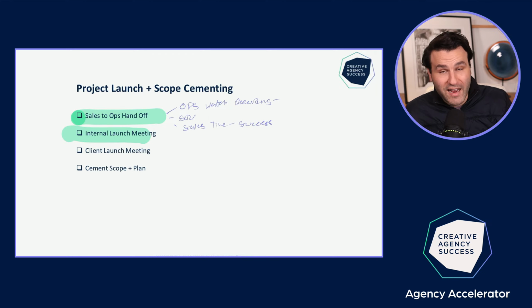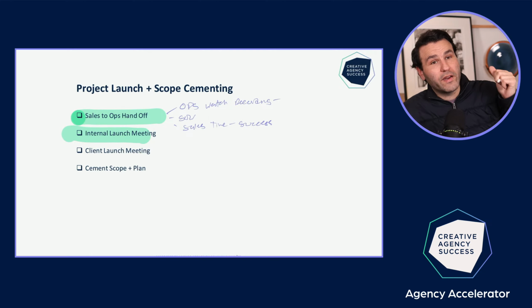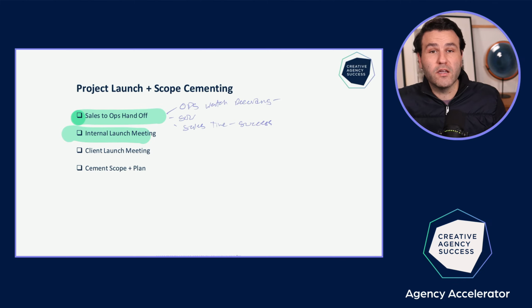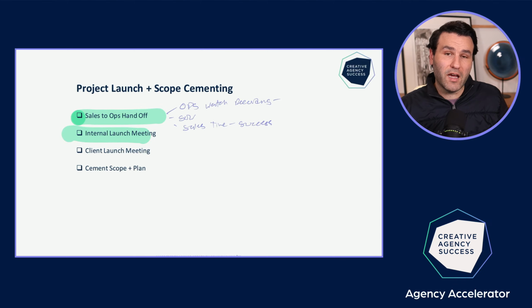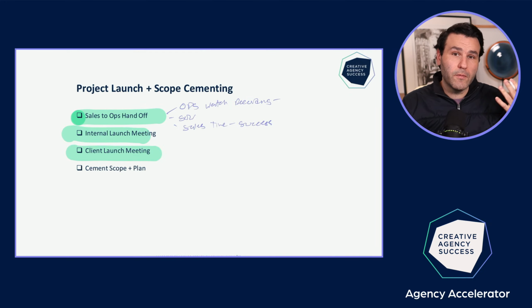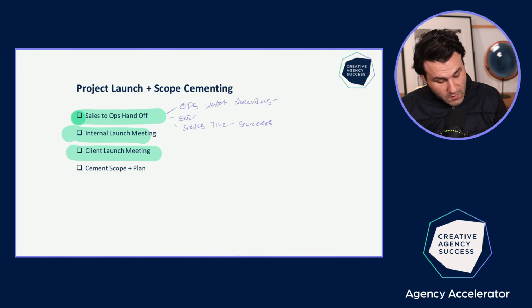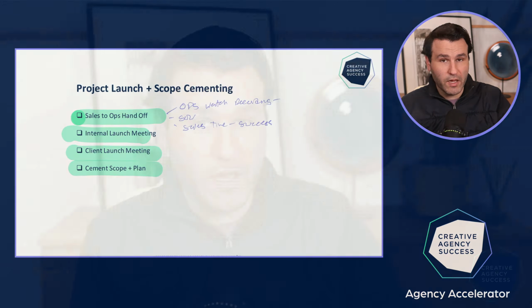We are then going to start an internal launch meeting on what exactly is going to need to be done, who's going to be doing it, what success looks like for them, how many hours they have to do it, and over what timeline. You should be able to get that done in about 20 to 30 minutes, depending on the size of the project. And then we go ahead and launch the client launch meeting, where we let them know exactly what's going to happen. We're going to reaffirm all the things that we talked about in the sales conversation about timeline, the scope, all of that. And we're going to really make sure that we've cemented the scope and plan.